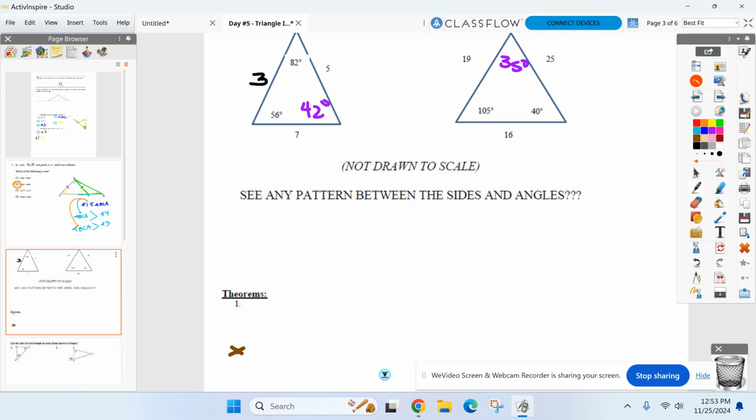Does that work over here too? 105 is the biggest angle. What's it across from? 25, which is the biggest side. See how that worked? That is correct. All right, so let's write that down before we discuss it more.